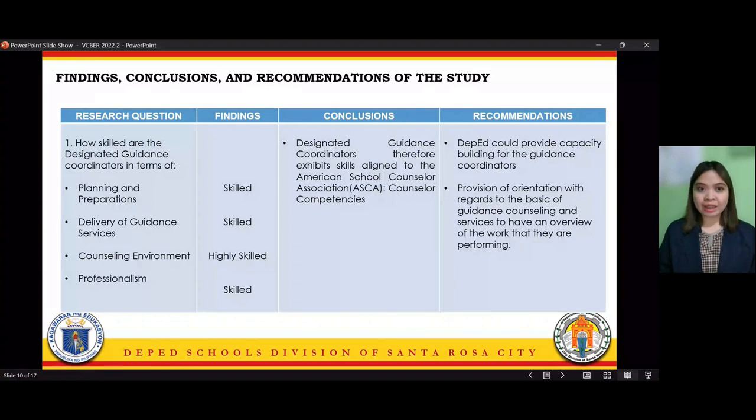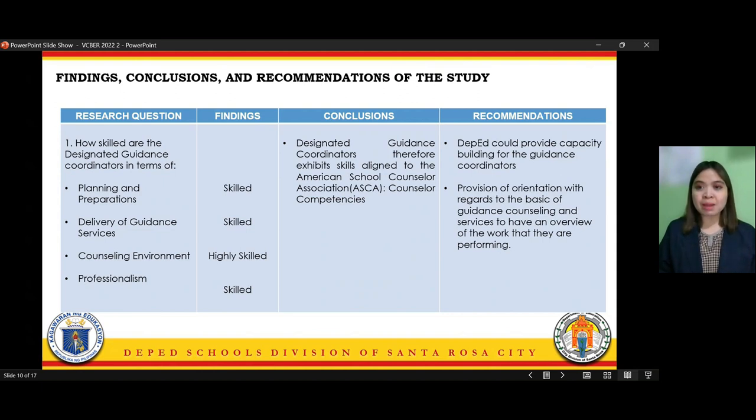So to discuss the findings, conclusion, and recommendation of the study, for research question number one, it is found out that the guidance coordinators were skilled in terms of planning and preparation, delivery of guidance services, and professionalism, and they are highly skilled in the counseling environment. It is therefore concluded that they exhibit skills aligned to the ASCA counselor competencies.